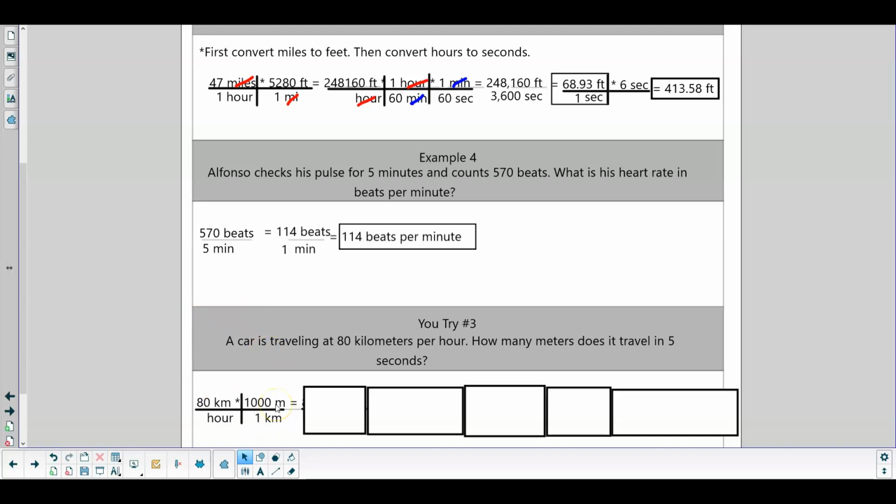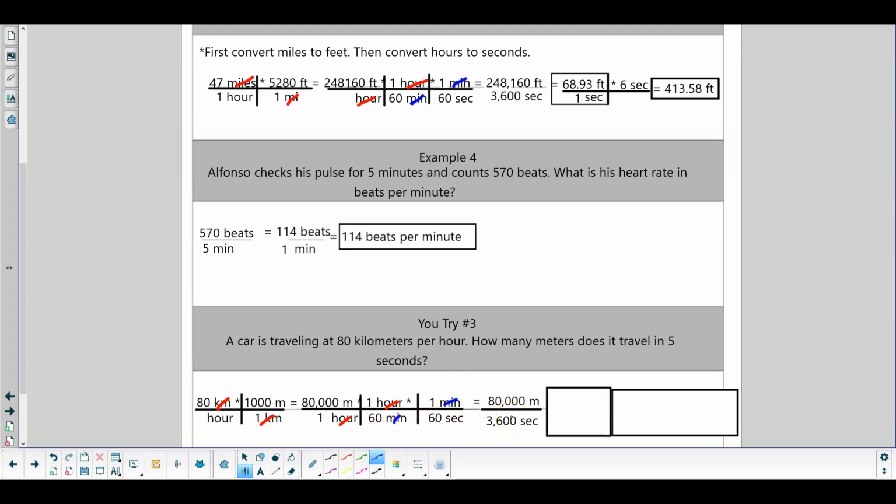Okay, if you're back, hopefully you did 1,000 meters for every 1 kilometer. So that way you have kilometers canceling here. If that's the case, you end up with 80,000 meters per hour. And once again, you can do the hours to minutes, minutes to seconds conversion, which is what we did up top. So hours cancels hours, minutes with minutes. And you can see that the rate would then be 80,000 meters for every 3,600 seconds. The unit rate being 2.22 meters for every 1 second.